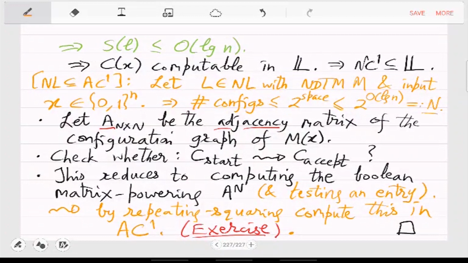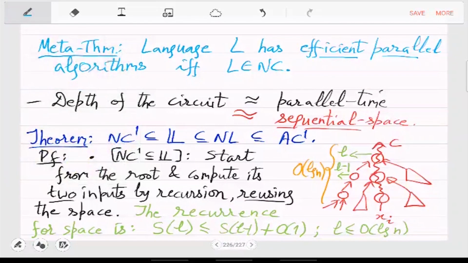The way you do it is by repeated squaring. You compute A square, A to the 4, A to the 8, up to A to the N, this is only log n steps, and so you can express this as a circuit of log n depth with unbounded fan in. So that's exactly AC1. So you can simulate NL in AC1 and NC1 in log space. That's the gap between NC1 and AC1. And remember that all these things live in NC2. So we have a classification of famous complexity classes between NC1 and NC2.